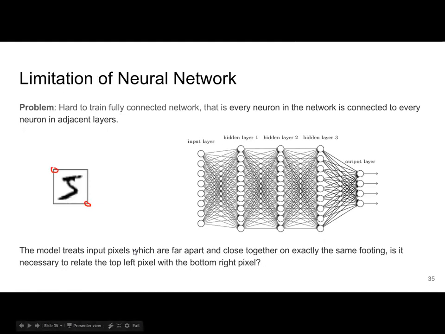So there's a limit of neural networks. As you can see on the right, this is a neural network where all the neurons are connected to every neuron in the adjacent layer. Such networks are very hard to train.